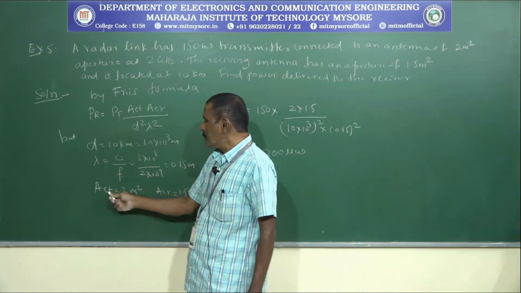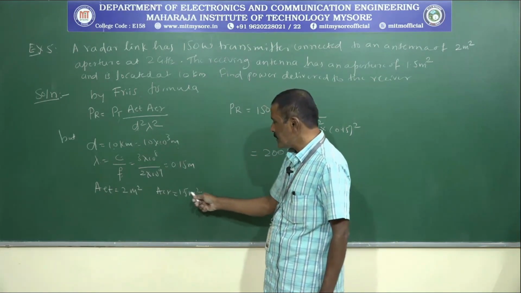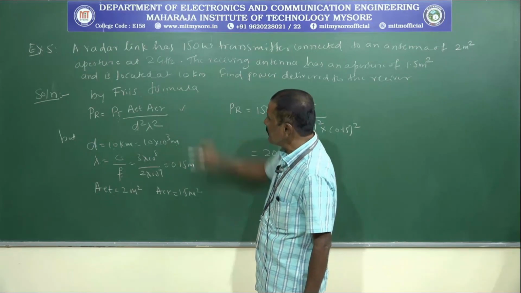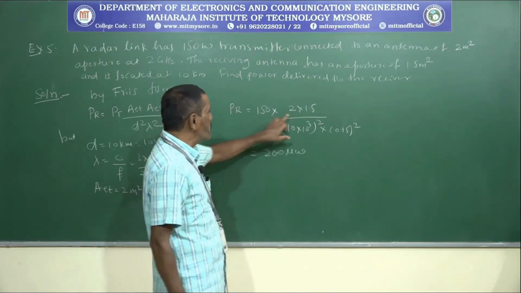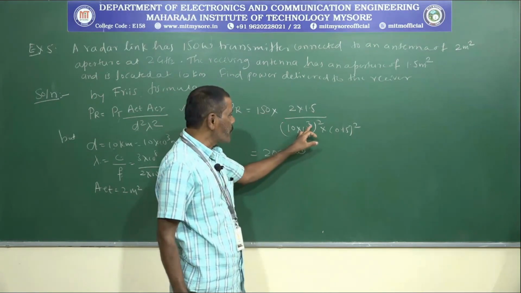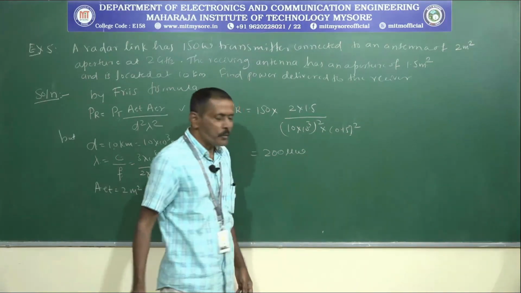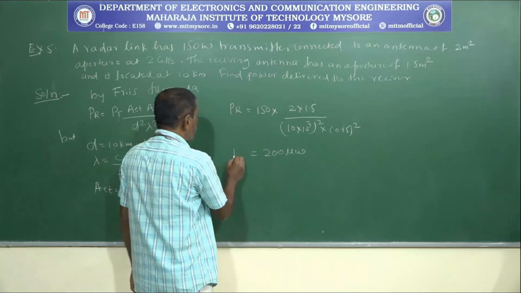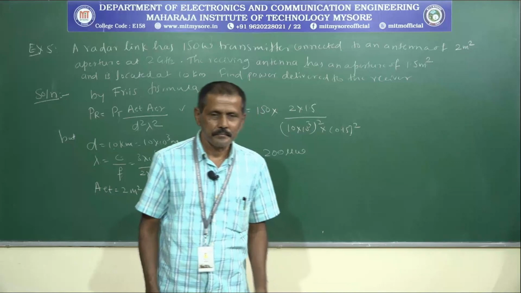And then the effective aperture of the transmitting antenna is 2 meter square, and the effective aperture of the receiving antenna is 1.5 meter square. Substitute all the values in this equation and try to get the result. That is, PR is equal to 150 into 2 into 1.5 divided by 10 into 10 to the power of 3, whole square, into 0.15 whole square. So this is going to be 200 microwatt. That is, 200 microwatt is the power received at the receiving end.